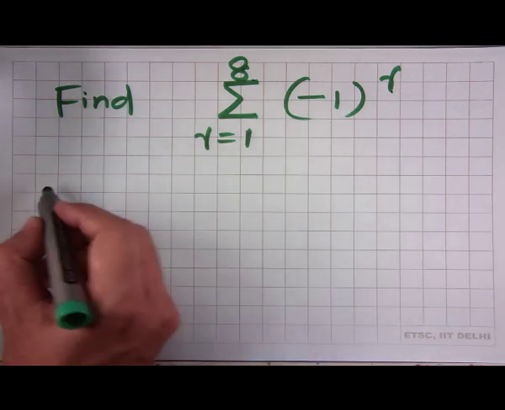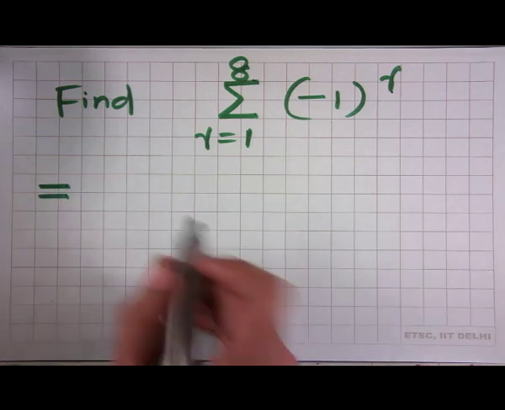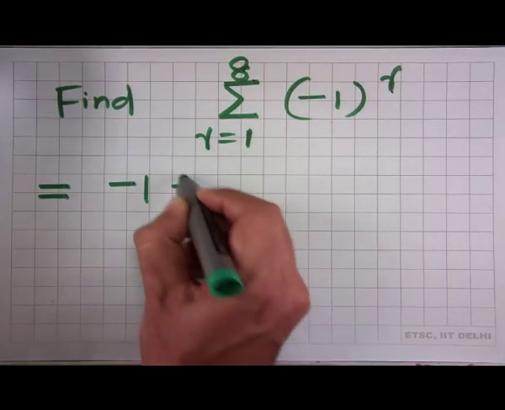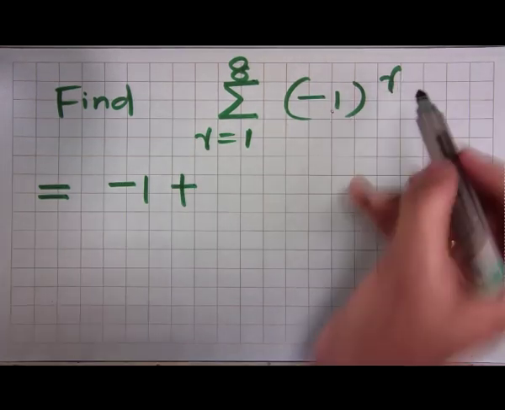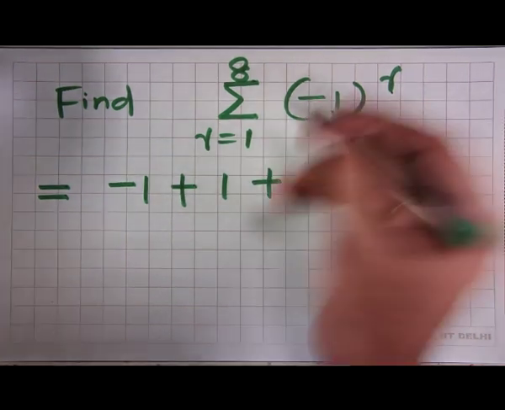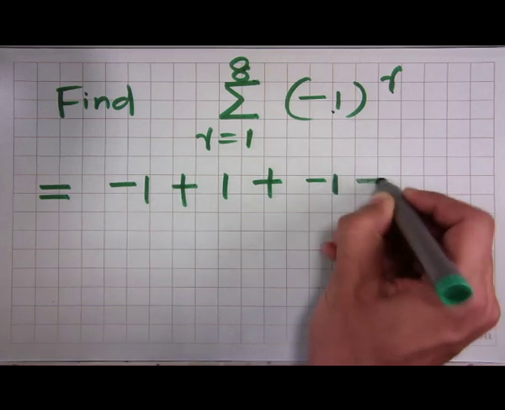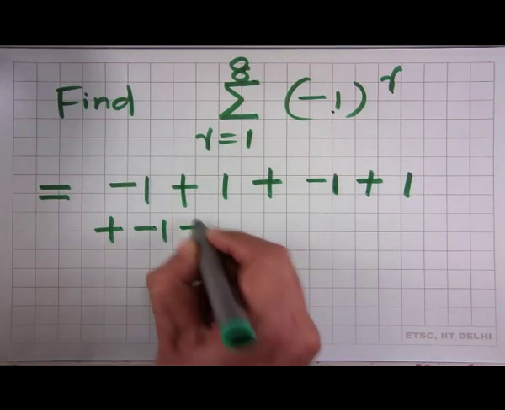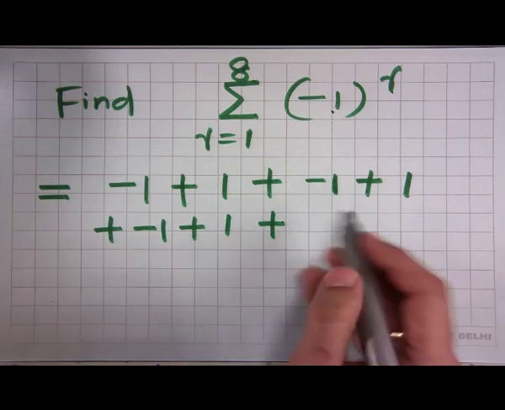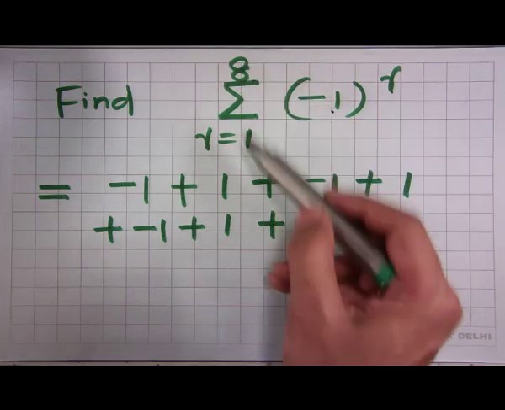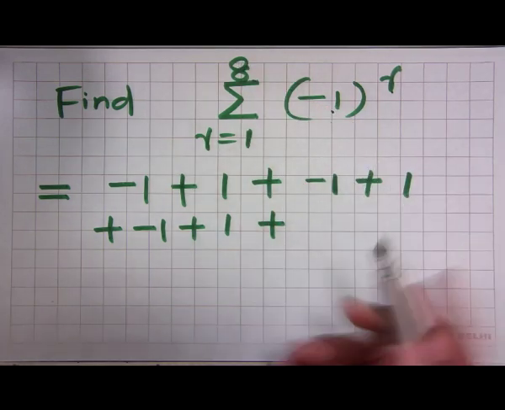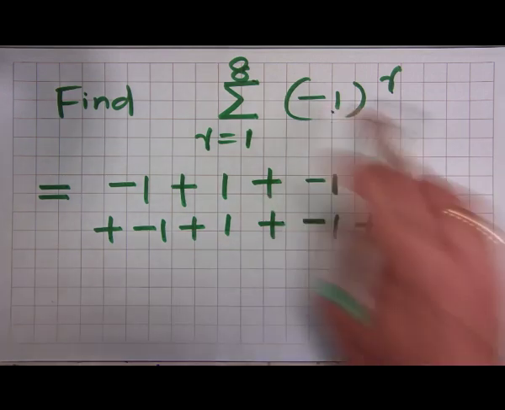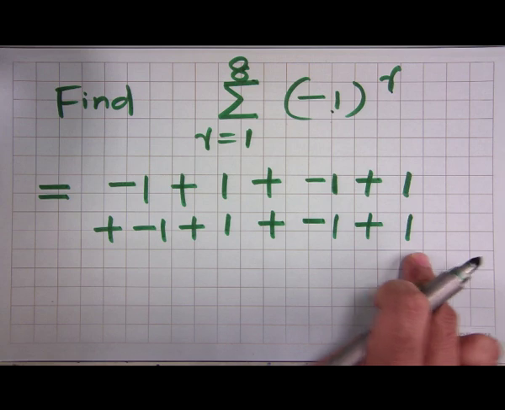and this summation is used to denote minus 1 power 1, that is the first term, which is minus 1, plus minus 1 power 2, which is 1, plus minus 1 power 3, which is minus 1, plus minus 1 power 4, which is 1, and so on. Upper limit is 8, lower limit is 1. So, you are dealing with 8 terms. The last term is minus 1 power 8, which is 1.